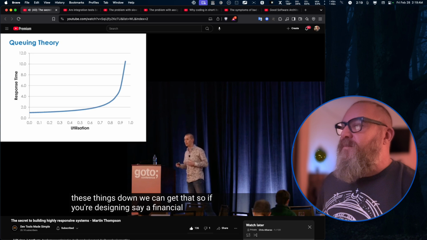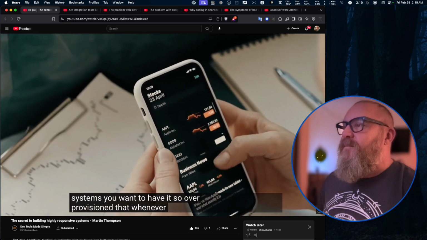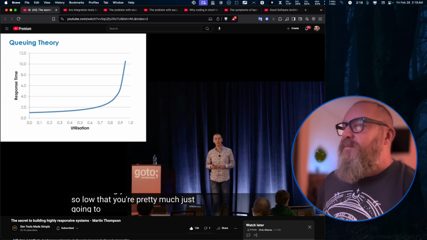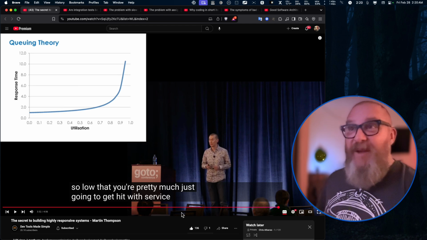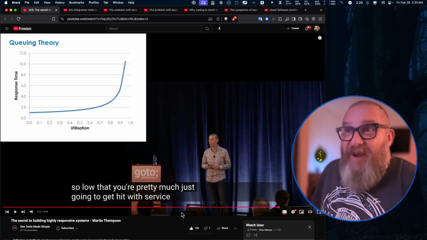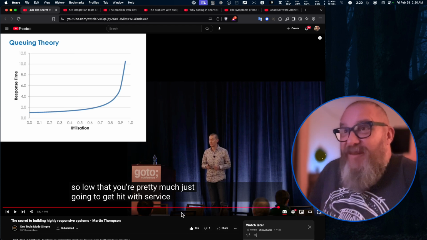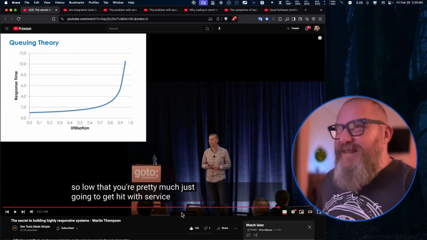If you're designing, say, a financial trading system, you want it so over-provisioned that whenever some work comes along, utilization is so low that you're pretty much just going to get hit with service. Or you have enough provisioning scalability that you can take the hit and scale up quickly. I don't know if you want all the hardware running all the time, but someone's going to have to have the hardware running somewhere. But maybe you don't have to if you can scale up on demand. That's the idea.